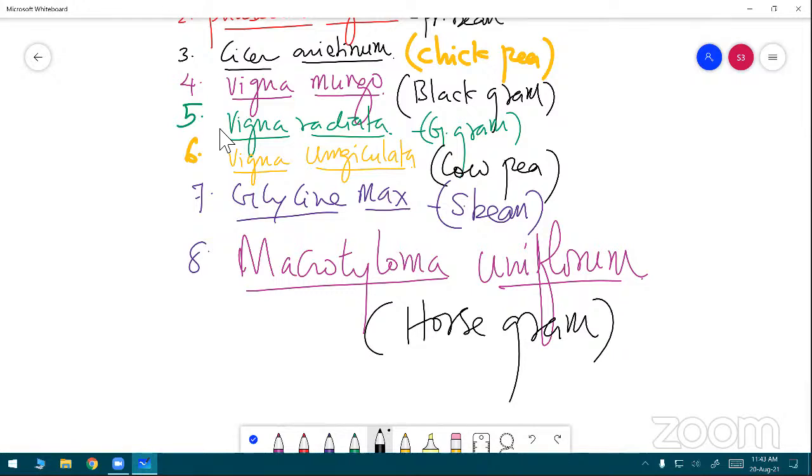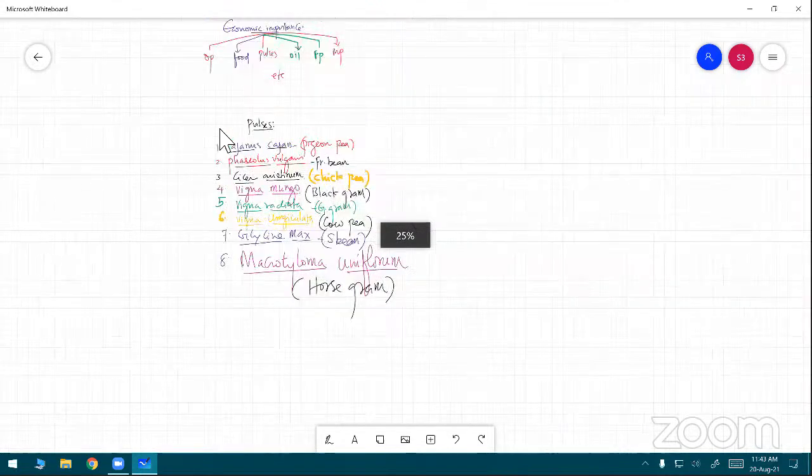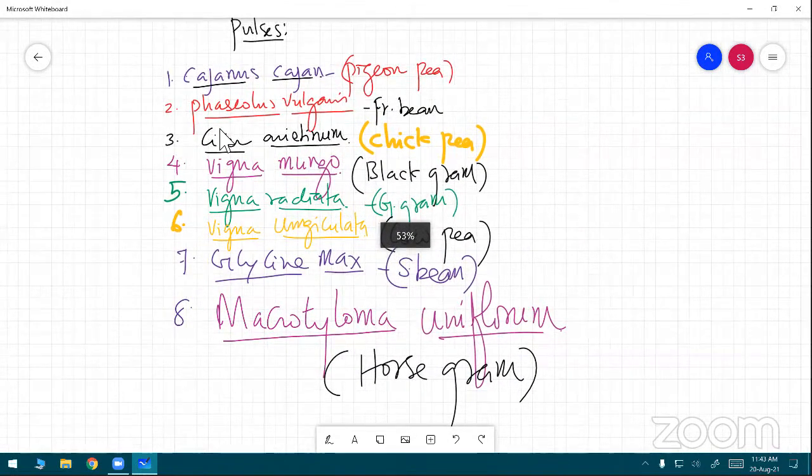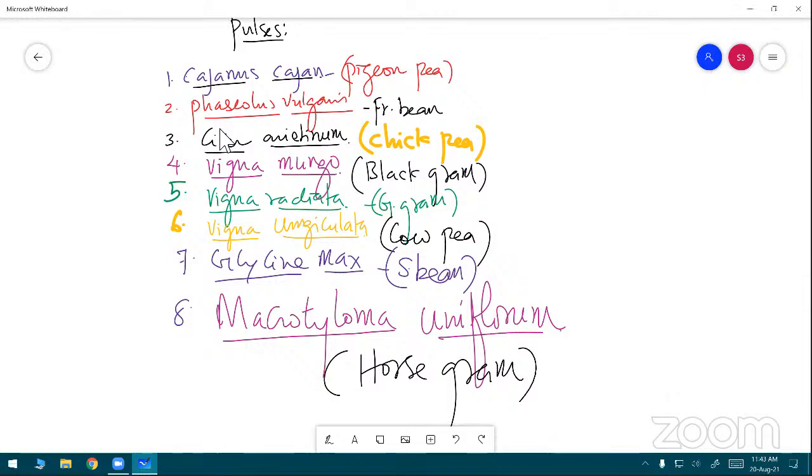Macrotyloma uniflorum is the binomial of horse gram. Mostly on the village side, this gram has been cultivated, and still it is cultivated, due to its nutritional value for human beings. So dear students, could you list out the pulses once again in a few minutes? One of you, could you list out any pulses? Can you recall?